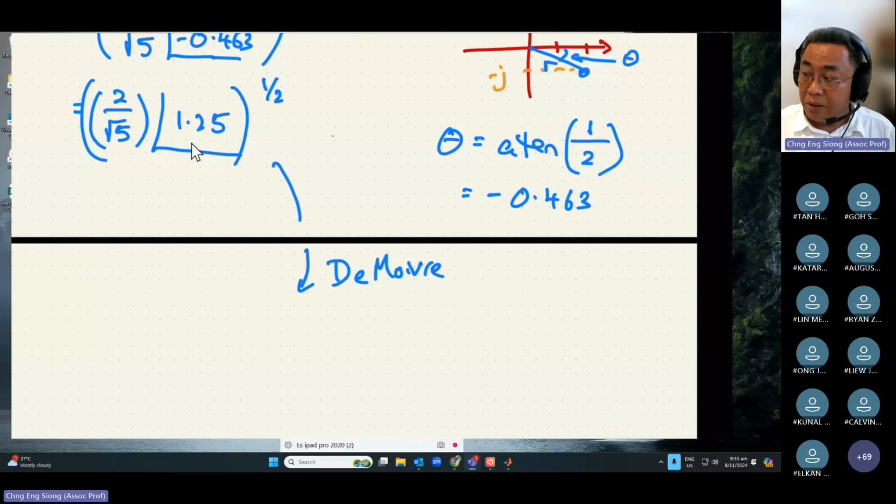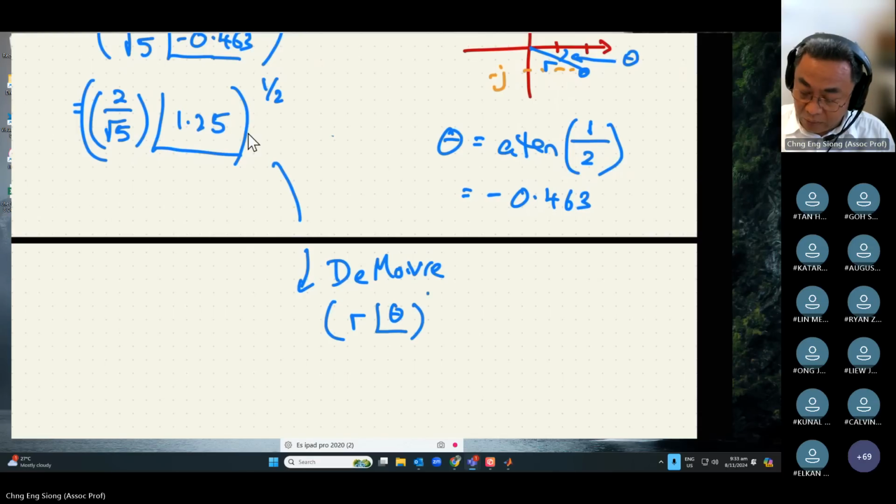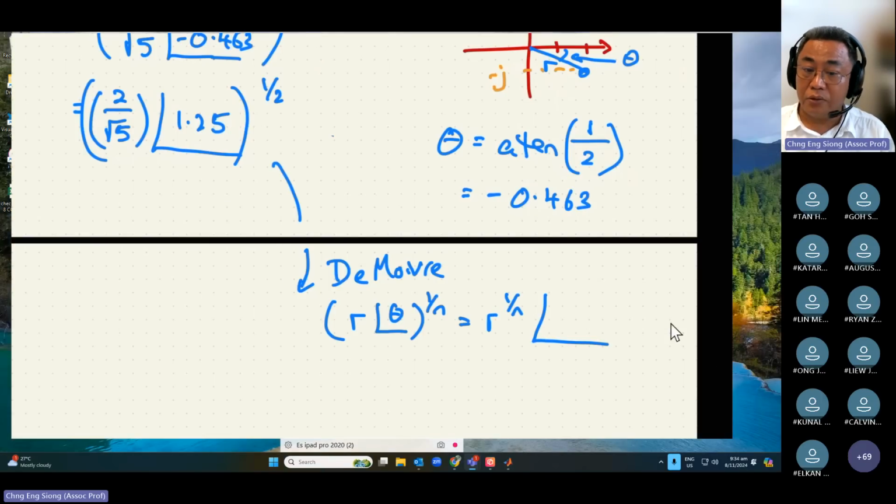So, how does the theorem look? I'm going to use the nth root. R angle theta, n equals to... so you must memorize this. De Moivre's theorem states that, I have already cast it in this form. It's trivial now, R to the power 1 over n. Angle, this is non-trivial.